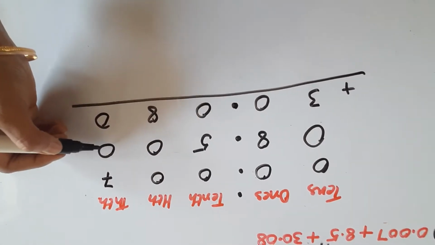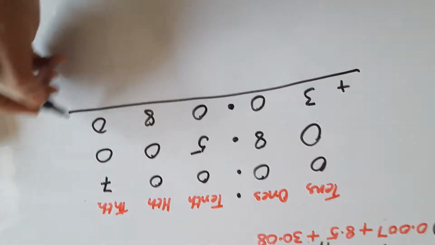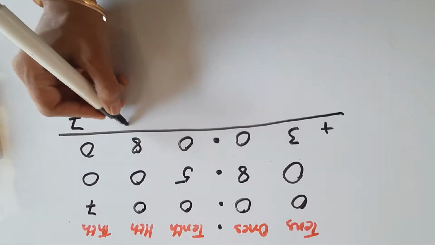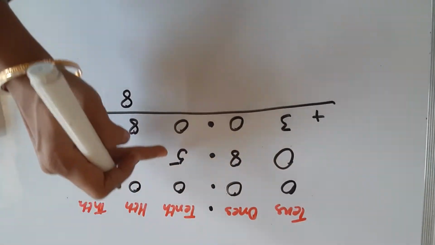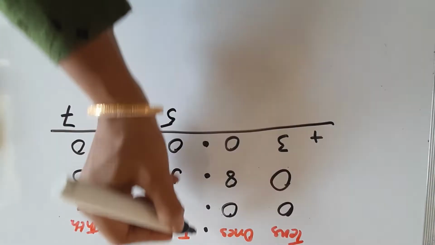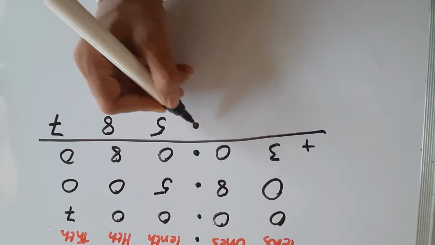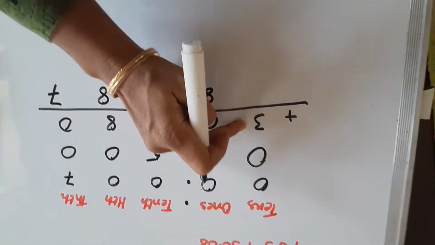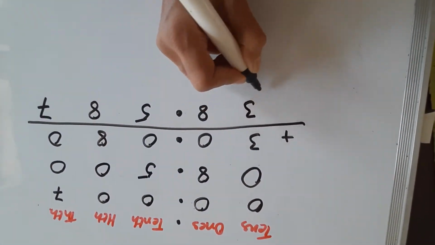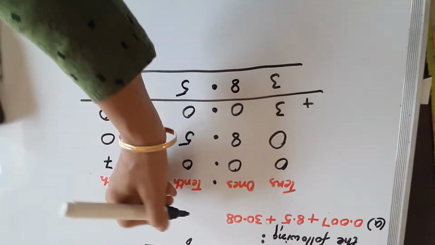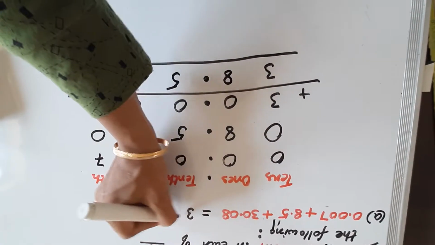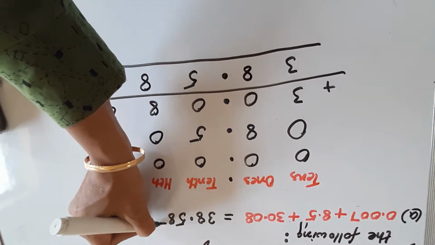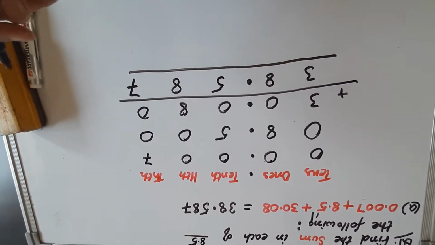7 plus 0 is 7, again plus 0, 7. So 8 plus 0, you all know 8. 5 plus zeros is 5. Then under the decimal, place the decimal. Then 8 plus zeros is 8. 3 plus zeros is 3. So this is the answer to our first part, that is 38.587. So I hope it is clear to you.